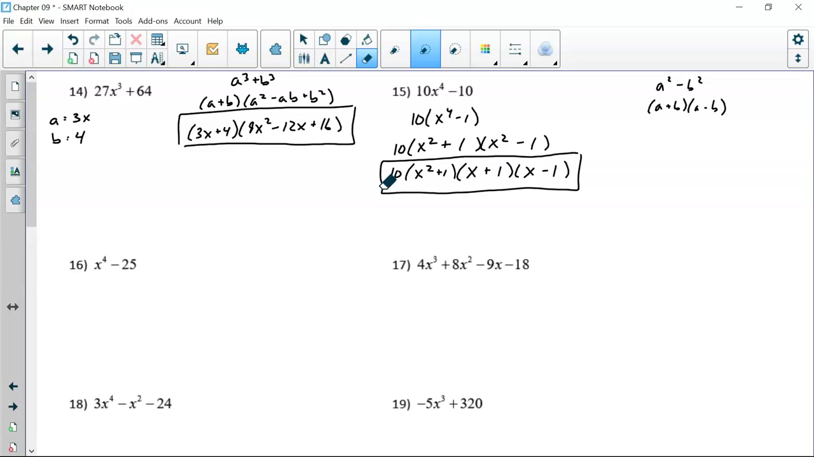That's very similar to problem number 16. That's a squared minus b squared. So now, the square root of x to the fourth is x squared. The square root of 25 is 5. And to finish up, you put a plus and a minus, and you are done.